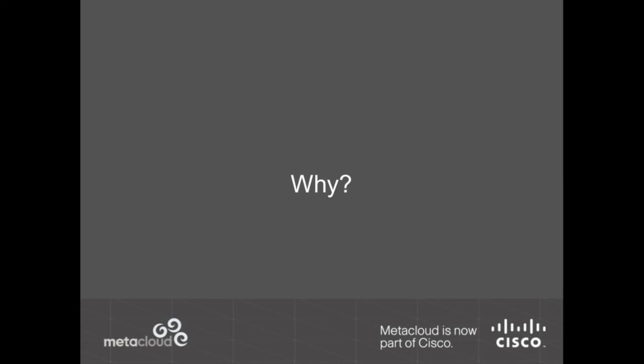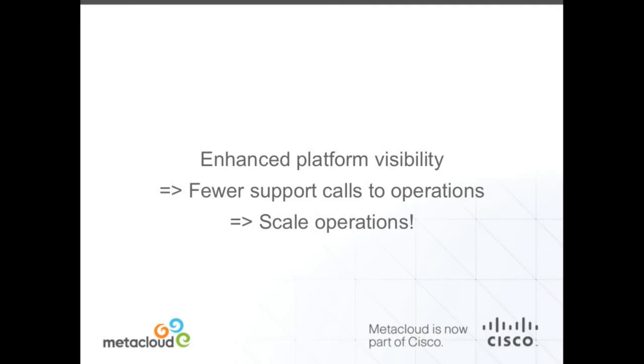So we've done all of this work, and the question is, what was the motivation? Why did we go and do all of this work? Well, it turns out that if you enhance platform visibility, it means our support engineers or our operations teams get many fewer support calls from the customers, because our customers can actually see much better what's going on in their network. So rather than calling us to figure that out, they can see that. Ultimately, that means we're able to scale our operations, because if we're getting fewer support calls in, we can manage a much larger cloud base than we would otherwise.